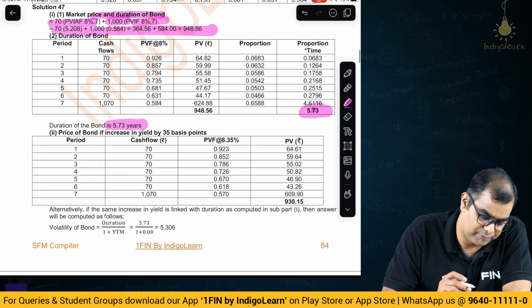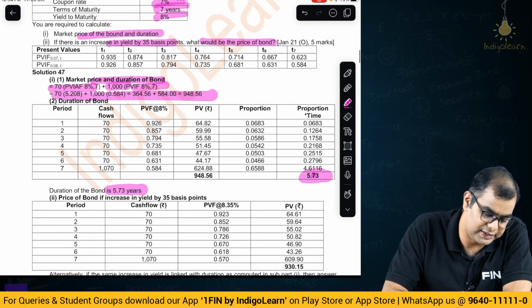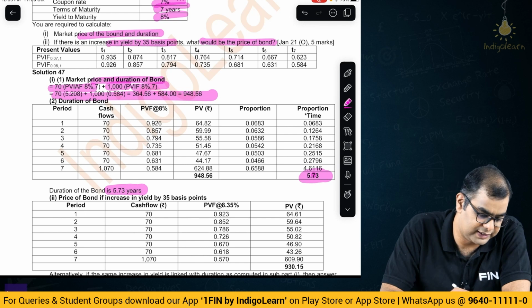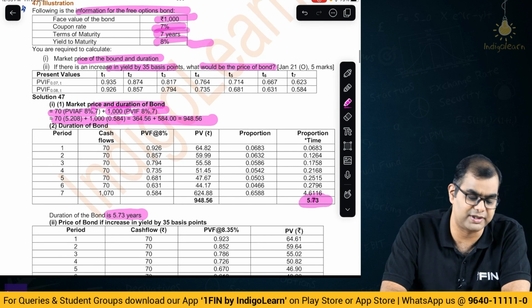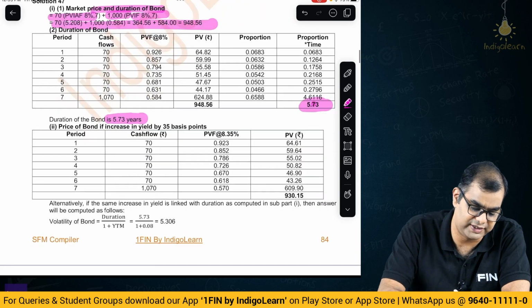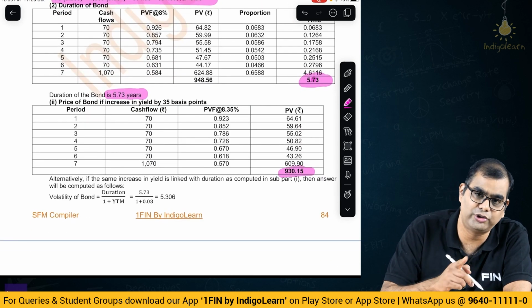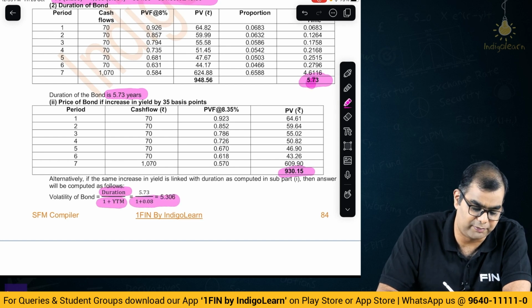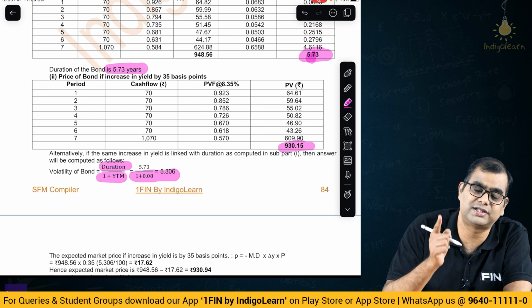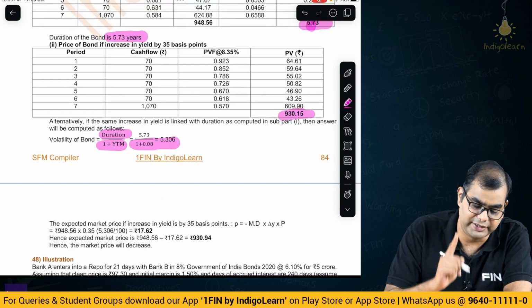So, if you have to compute for 35 basis points, you can do it either by taking the cash flows again at 8.35% instead of 8%, which is the current YTM, that is one way, in which case you will get 930.15. But if you want to do it using modified duration, which is Macaulay duration by 1 plus YTM, which is 5.73 divided by 1.08, so you get 5.306. 5.306 is the percentage change in the price of the bond for a 1% change in yield.